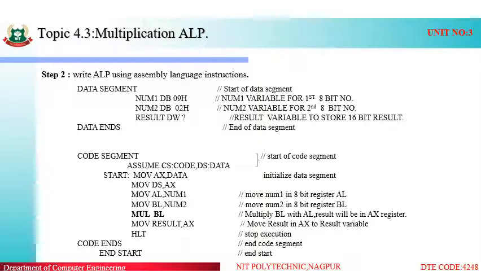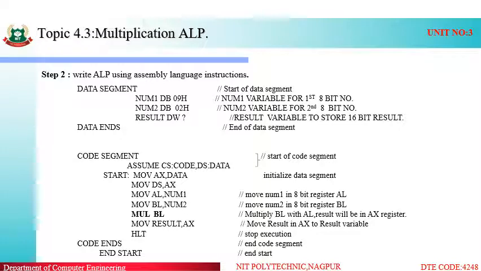So coming to the logic, first we will have to move the first number into the accumulator, that is AL register. AL is of 8 bit and our number one is also of 8 bit. So MOV AL, num1, that means num1 will be moved into AL.